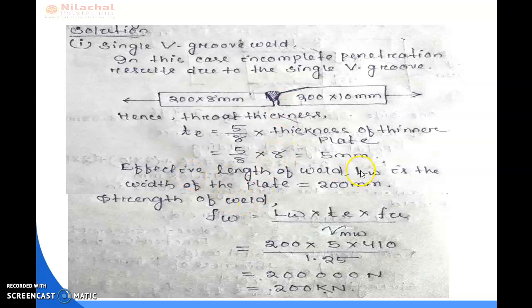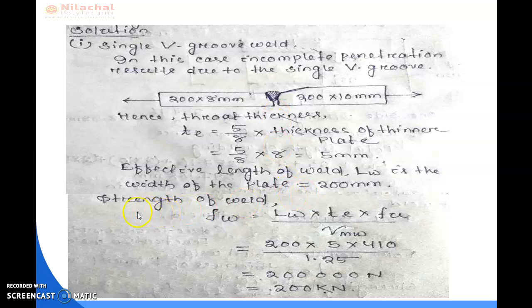Then the effective length of the weld, or Lw, is the width of the plate. That means the width along which you will provide the weld is known as the effective length of the weld in case of butt weld. Okay. So the width of the plate is given as 200. So that is the value of the effective length of the weld.